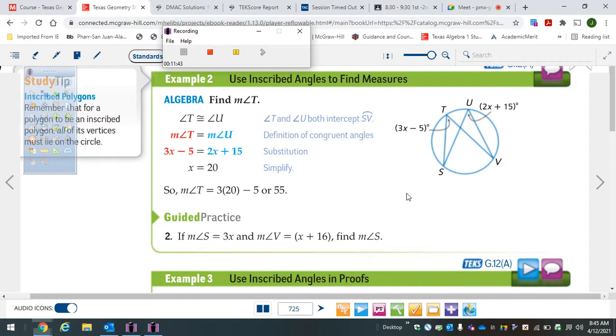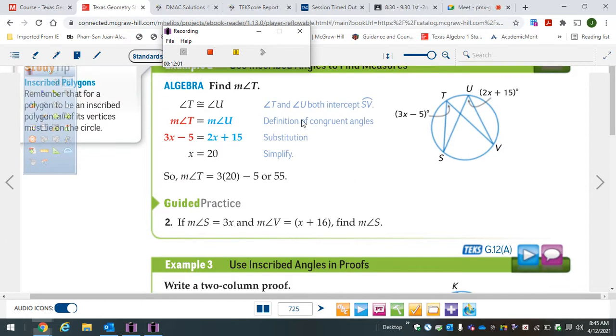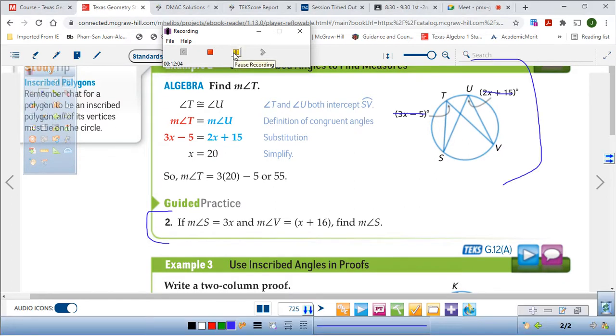Okay, so let's go, guys. Let's practice 2. Okay, so ready for this one? Let's check it out. In this one, real quick, they're going to use the idea of congruent angles that go to the same arc. So let's look at this one. Measure of angle S. So this S right here, this angle right here.